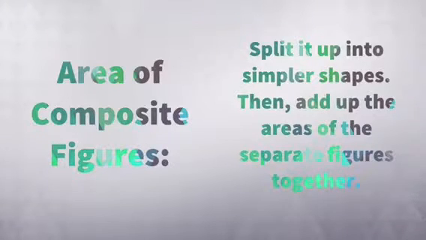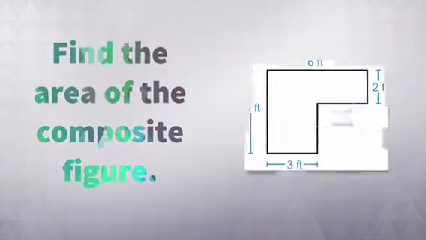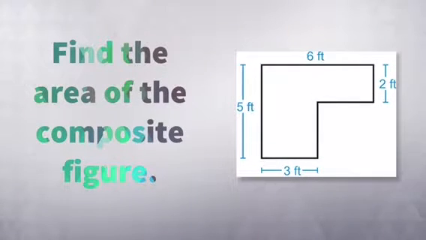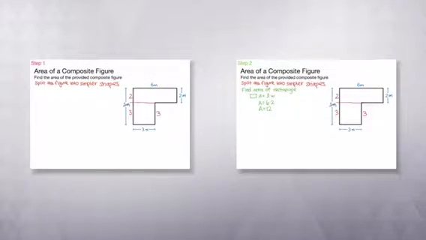To find the area of a composite figure, first you split it up into simpler shapes. Then you add up the areas of the separate figures together to get the total area. This problem is asking us to find the area of the provided composite figure. In step 1, you split the figure into simpler shapes. So we split it into a rectangle and a square, which can be seen with the red ink.